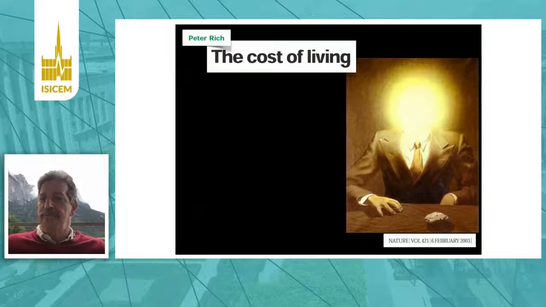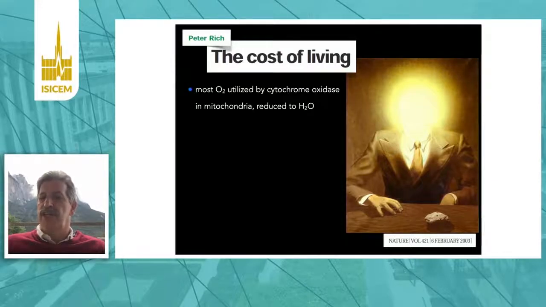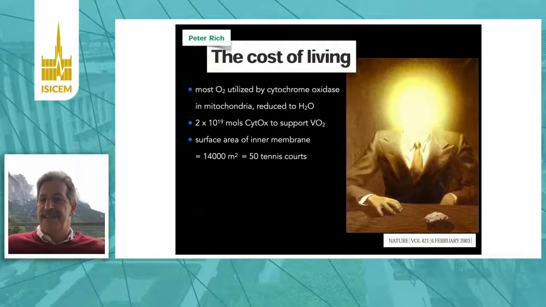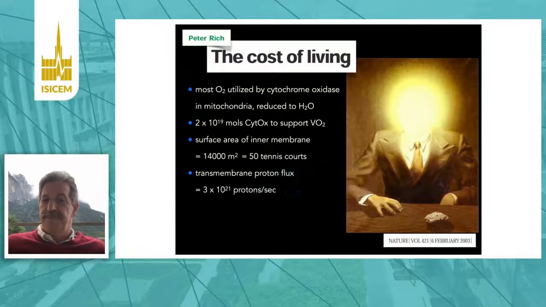Peter Rich, who's a biochemist, put out this very nice paper in Nature, again highlighting that most oxygen is used by cytochrome oxidase, and a huge amount is present in the body to support oxygen consumption, 10 to the 19 moles. And if you opened up the surface of the inner mitochondrial membrane, this would cover 14,000 square meters, he estimated, 50 tennis courts in square meterage.